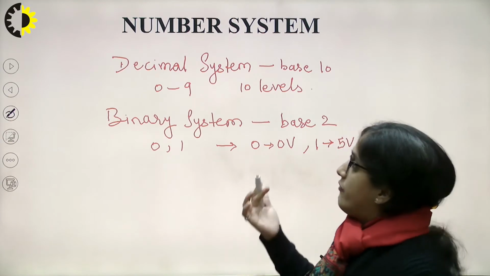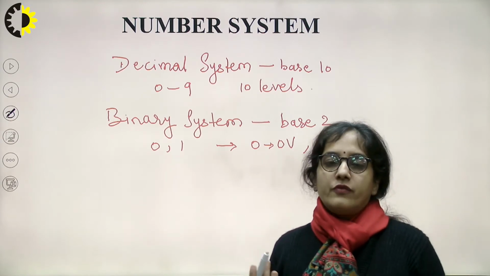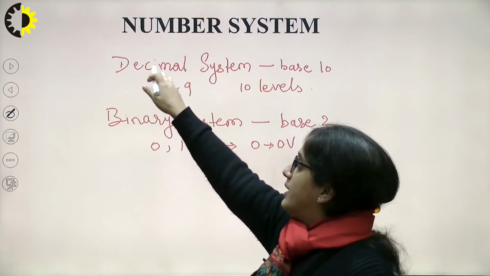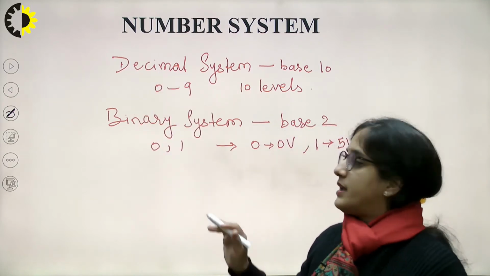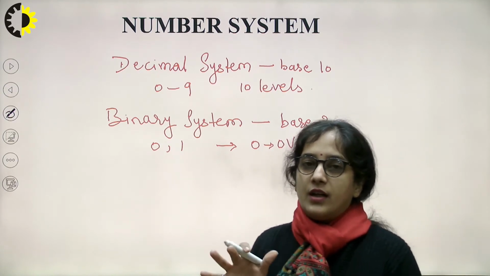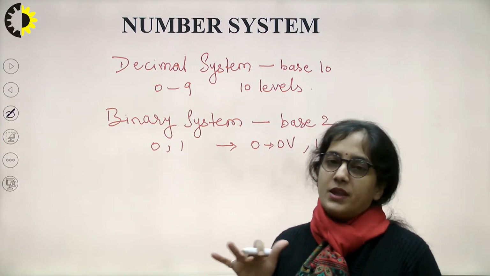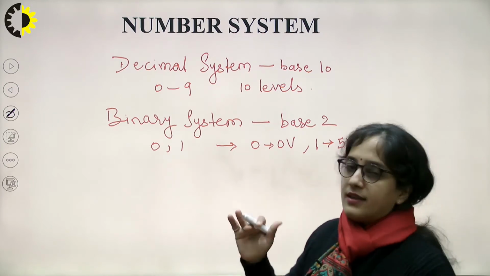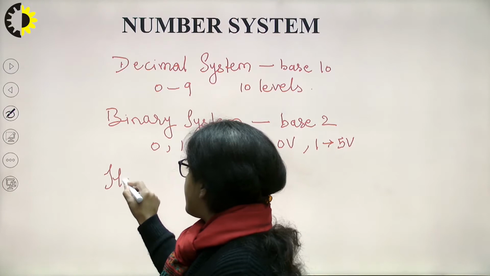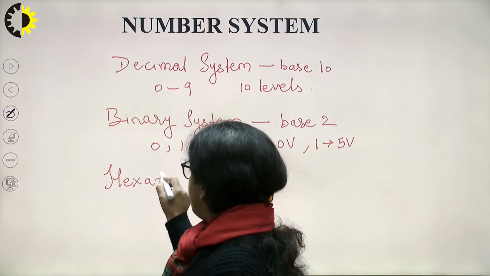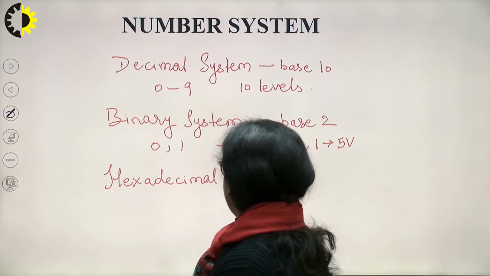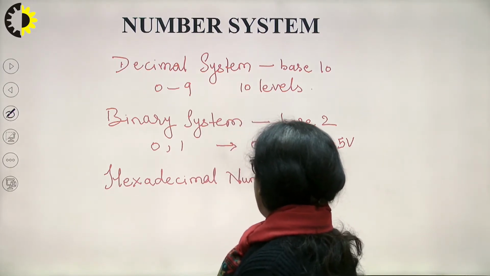So we need some conversion. A normal user will understand decimal, but a computer will understand binary. So we need another number system in between these two, binary and decimal, and that is the hexadecimal number system.